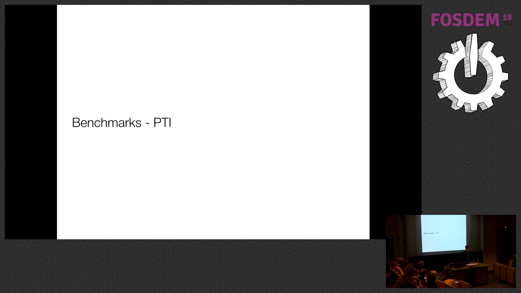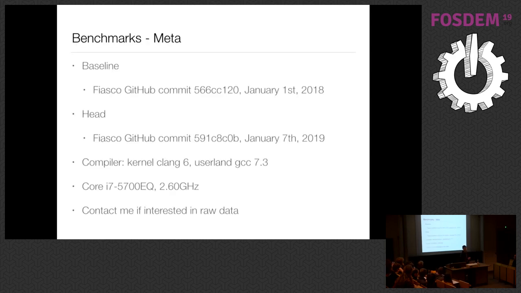Okay, so what's the impact of these measures? Because now for every kernel entry and exit, we have basically two context switches where previously there was none. Before I show you the numbers, I want to share some of the meta information. As the baseline for all these benchmarks, I took Fiasco from January 1st, 2018, from last year, before we started implementing all of these countermeasures, and I compared it to the version of January 7th from this year. You can check out these commits on our GitHub if you're interested and verify or confirm these measurements.